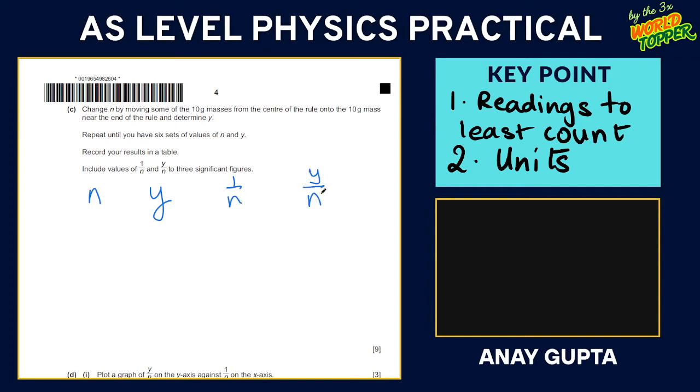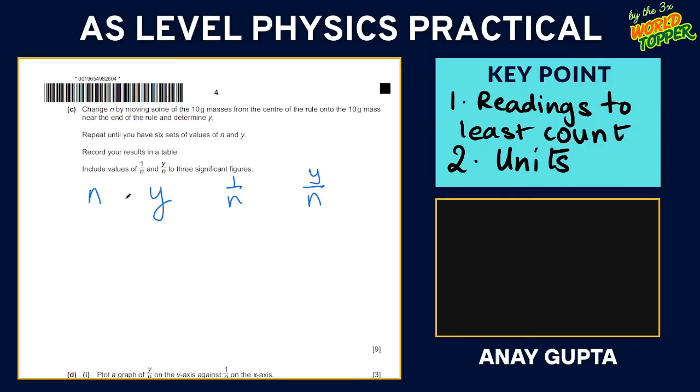Because the y values are so close and I do not need to repeat the experiment again and again for this particular experiment, I have not included y1, y2, y3. Otherwise, you can include columns like y1, y2, y3, y average, to show that you are averaging and improving your accuracy at each value of n. If you get an oscillation based question, you have to have columns for t1, t2, t3, t average, and then a small t value as well.